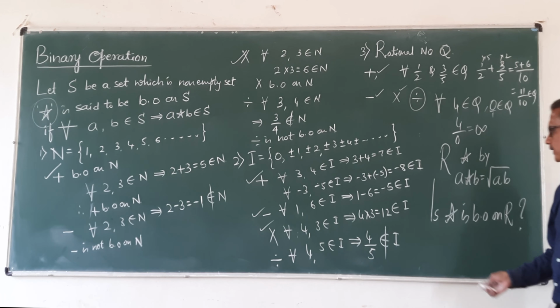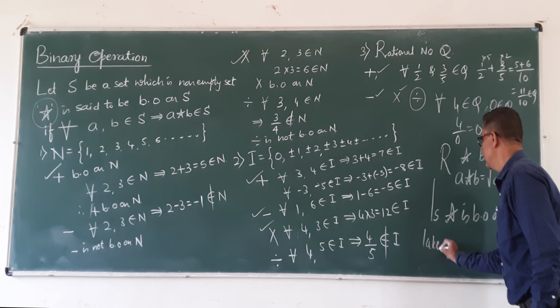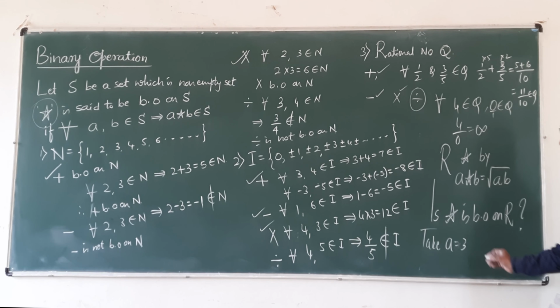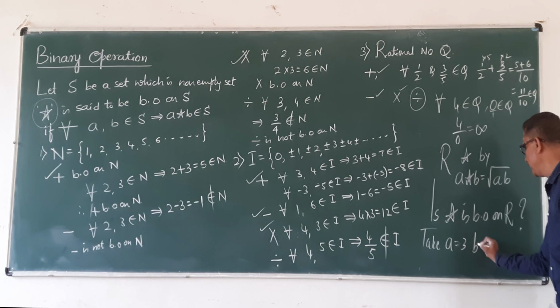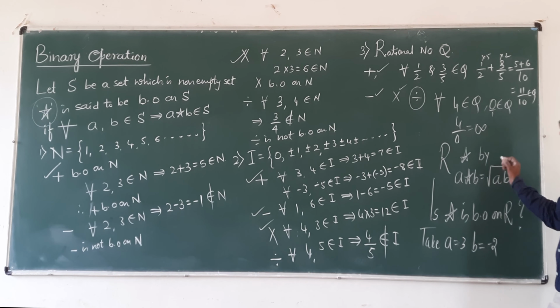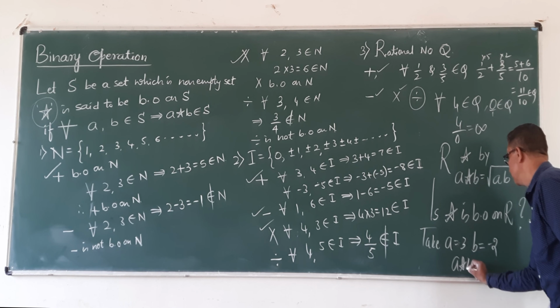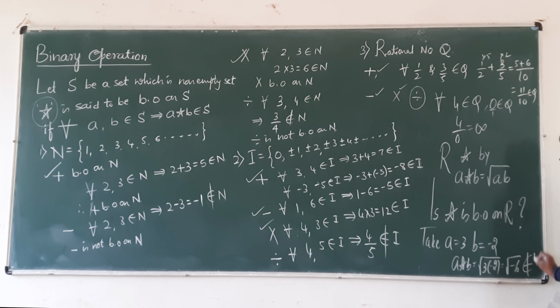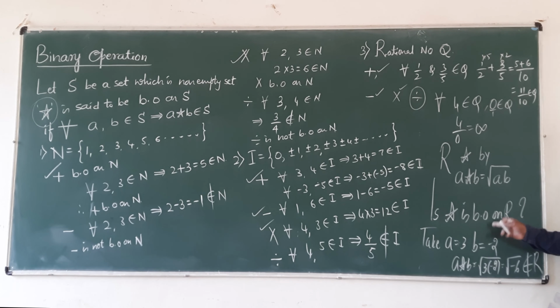Take one counter example. Take a is equal to 3. Is 3 a real number or not? Yes. b is equal to minus 3. Is minus 3 a real number or not? Yes. Then a star b is root of a times b, that is root of minus 9. Does it belong to the real numbers? No, it is complex, imaginary. So star is not a binary operation on the set of real numbers.